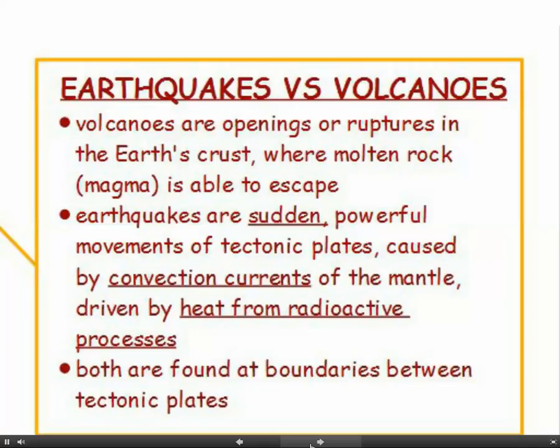Don't get mixed up about earthquakes and volcanoes. Volcanoes are openings or ruptures in the Earth's crust where the molten rock or magma is able to escape. Earthquakes, however, are sudden, powerful movements of the tectonic plates caused by convection currents of the mantle driven by heat from radioactive processes. What they do have in common is that both are found at the boundaries between tectonic plates.